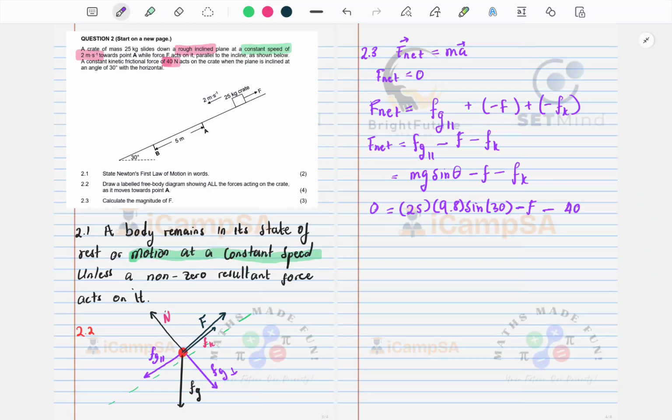Okay, so let's do this. We're going to have F equals 25 times 9.8 sine 30, all minus 40. And then we've got our F. So let's punch it into our calculator and see. From my calculator, we get 82.5 newtons. Okay, this is it. Now, let's move to the second part.